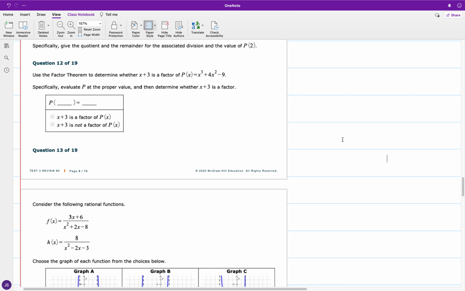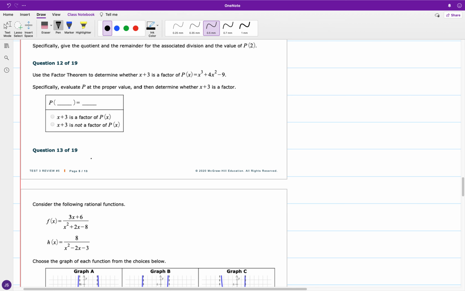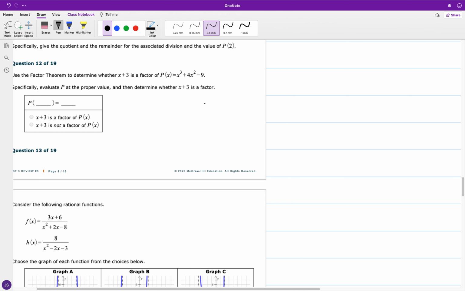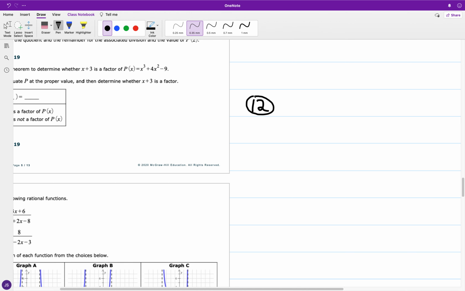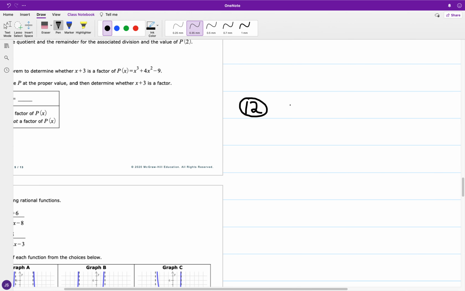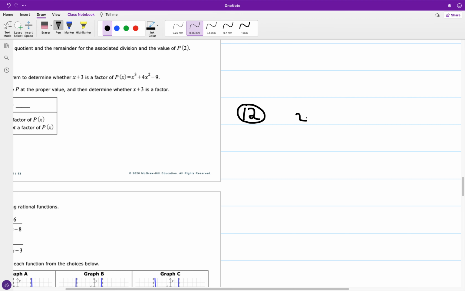Okay, so just resuming what we have with the test 3 review, and we have question number 12 from the packet. It says to use the factor theorem to determine whether x plus 3 is a factor of p of x equal to x cubed plus 4x squared minus 9. So in the case of number 12, you have the divisor, x plus 3.